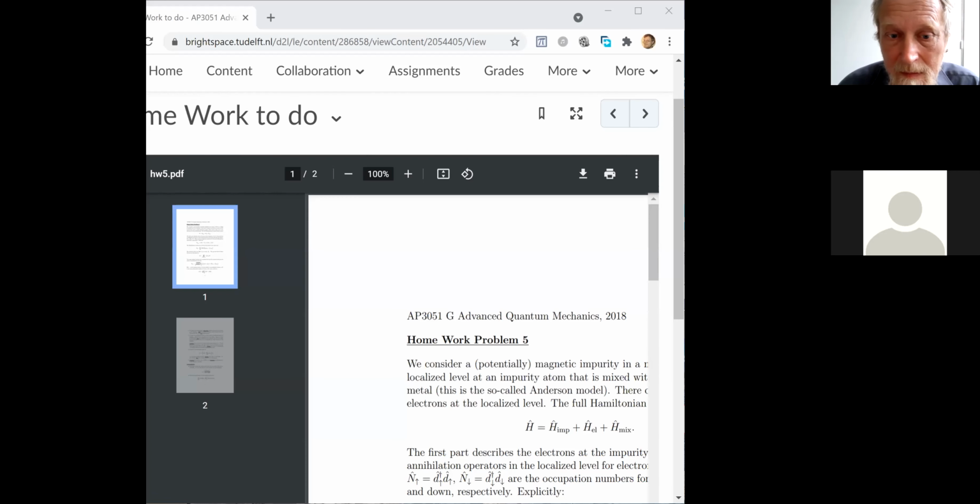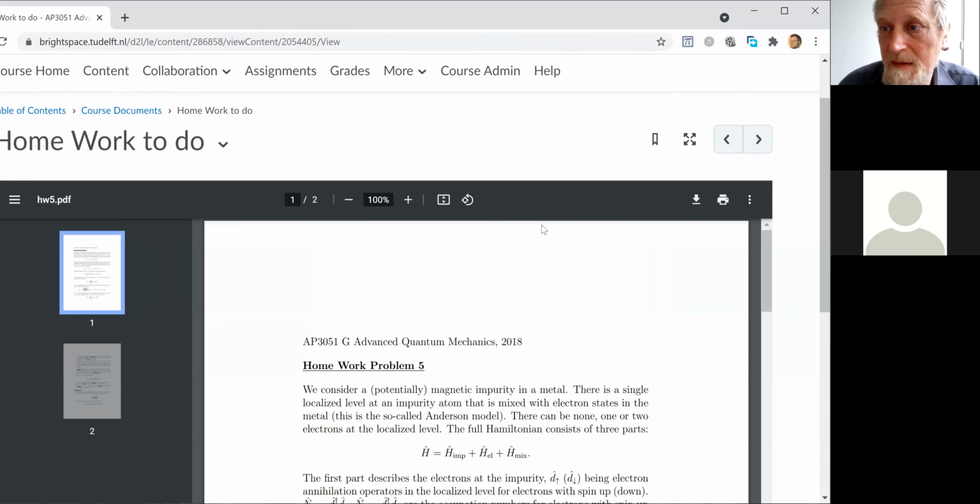All right. Time is going on. I guess I need to explain the second problem at the moment. So problem number 5. Let me find it. All right. It's about a magnetic impurity. That's actually my favorite problem.